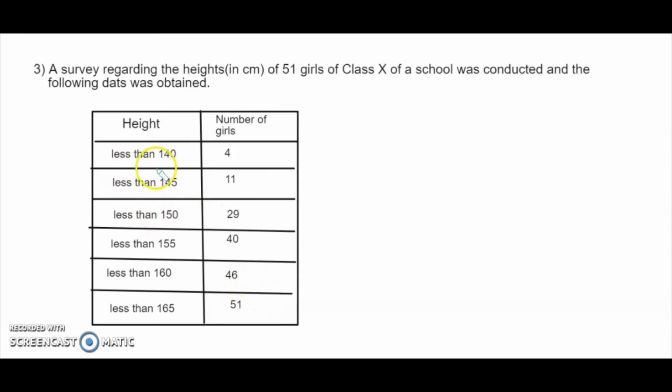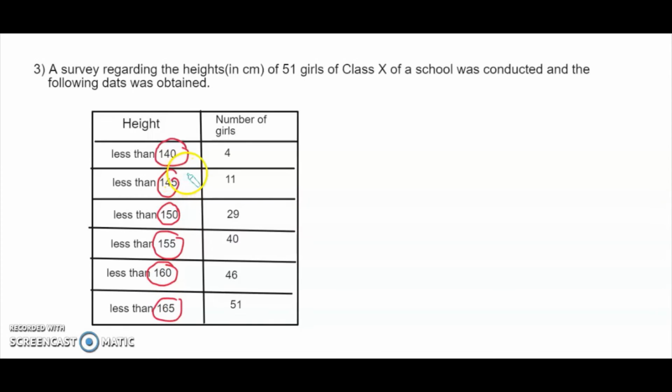That's clear. Now how to make a class interval? Wherever you have a below or less than statement, and if your entries are less than or below, then the number which is given in that particular class interval is going to be the upper limit.